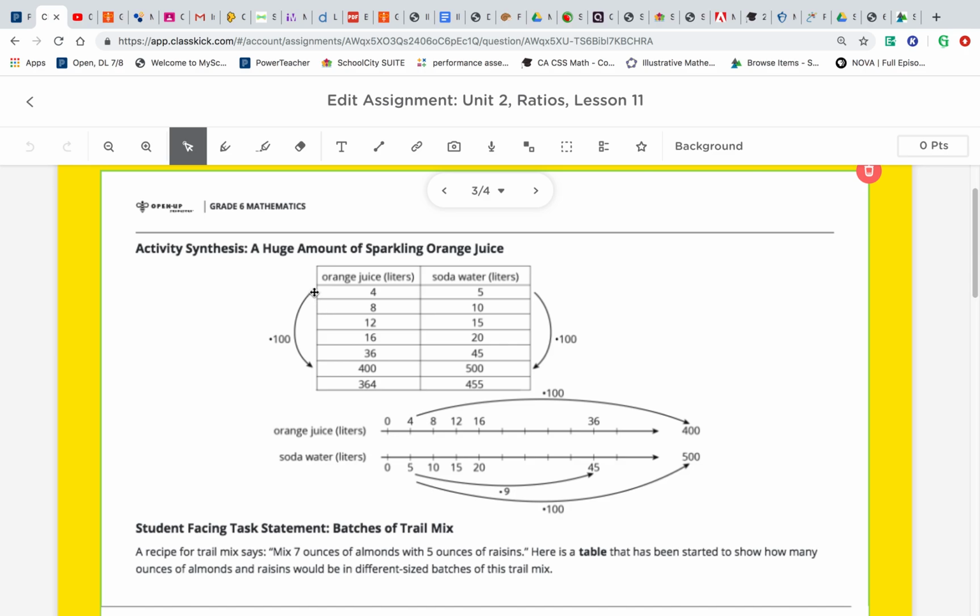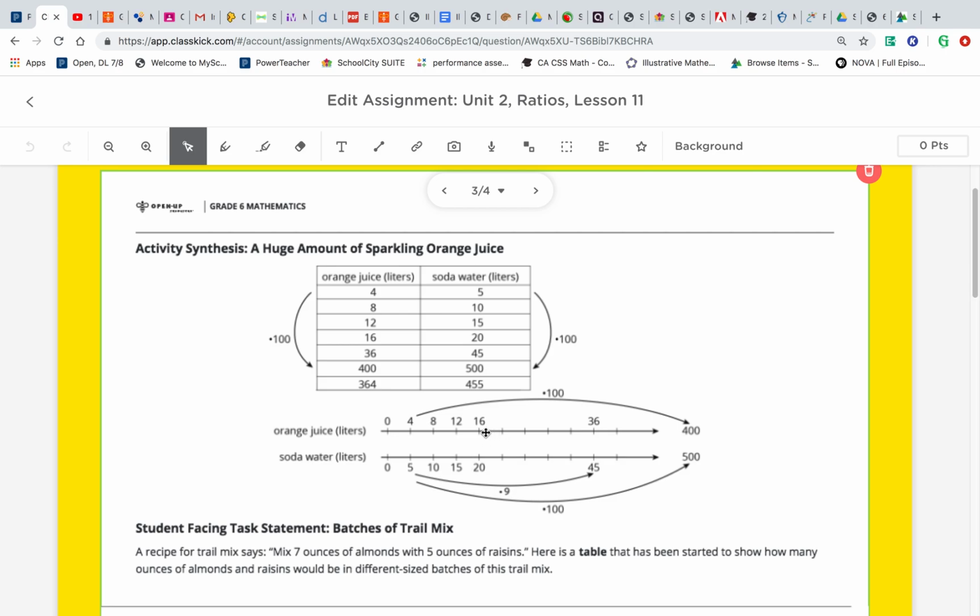We can show that same idea right here in a table. We're just kind of going outside of the table. We're still drawing that arrow and we're showing that we're doing times 100. And so if we're doing times 100 here, we need to do times 100 on this side as well, right? So we go from 5 to 500.